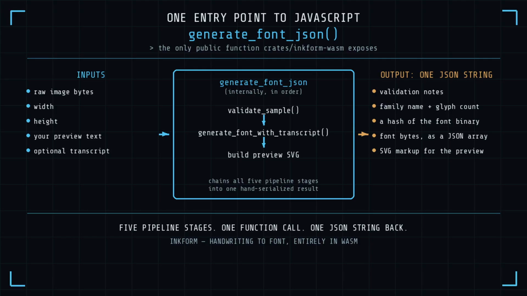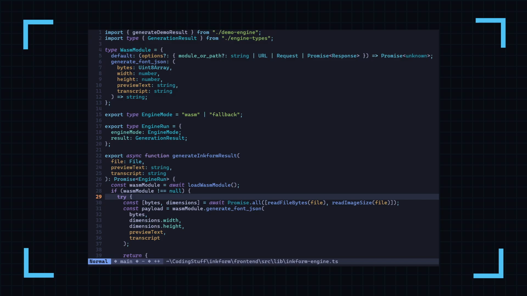Validation notes the font family name and glyph count, a hash of the binary, and the actual font bytes as a JSON array, plus the SVG markup for the live preview. On the front-end side, there's a small engine module that loads that compiled WASM module lazily into the browser, reads the uploaded file as bytes, reads its image dimensions, and calls straight into generate font JSON.